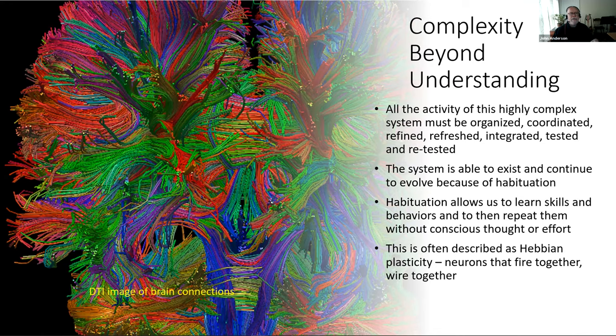And all of those connections require an interactive communication system. And this is a picture of what that looks like. If you're interested in diffusion tensor imaging, it's a subset of functional MRI, and you can look that up. There are lots of beautiful pictures on the internet that show you what the connectivity looks like in the brain. And it's quite fascinating. It's really amazing to think of the number of connections that we have.